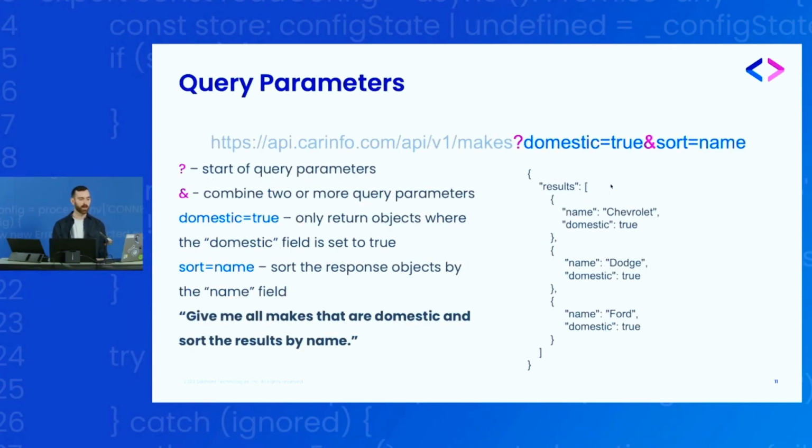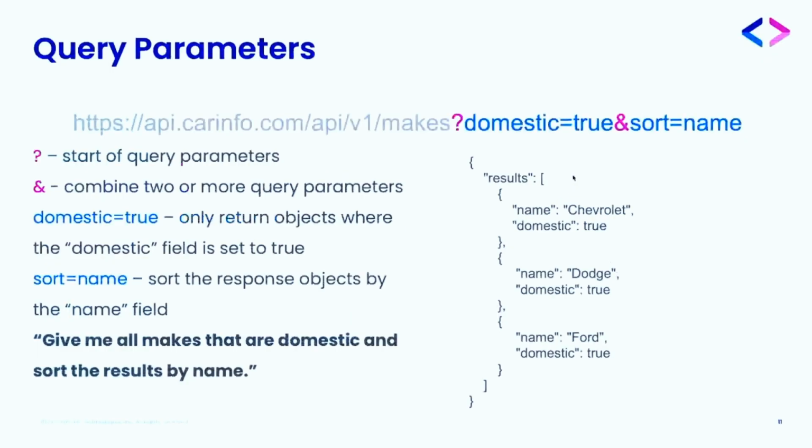Query parameters are a way to explicitly control how data is processed and returned. They always appear on the URL, and it's just a simple way to query the data that you're trying to access. Query parameters always start with a question mark. That indicates the start of query parameters. And then you can have one or more query parameters by using an ampersand between each query parameter to string them together. So in this example, this API allows for 2 query parameters. So we can say, give me all the car makes that are domestic and sort it by the name. And then when you get the data back, it will follow those query parameters. So it'll just be domestic cars and sorted by name.